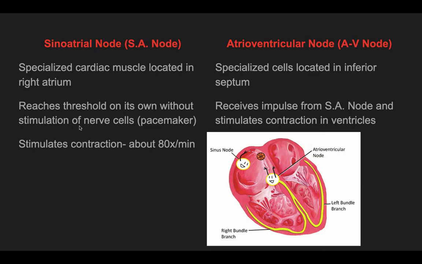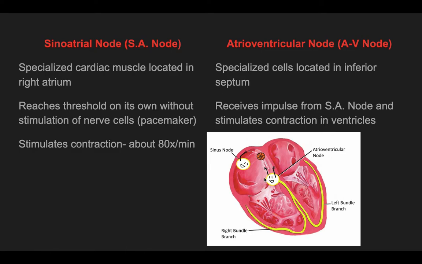It was pretty cool. So this SA node, again, is going to reach threshold on its own. It's our natural pacemaker. It's going to stimulate contraction. So our heart contracts about 80 times per minute. So it's going to stimulate that contraction. So it's our SA node.